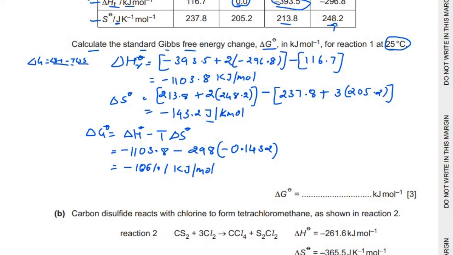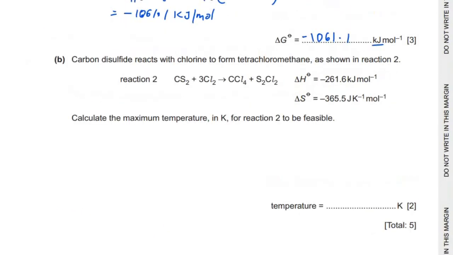So that is how we calculated the Gibbs free energy change. So here I'll write the answer, that is minus 1061.1. So understand this is kilojoules, so we need to convert the entropy change which was in joules to kilojoules by dividing it with 1000. Let's go ahead with the next part B.